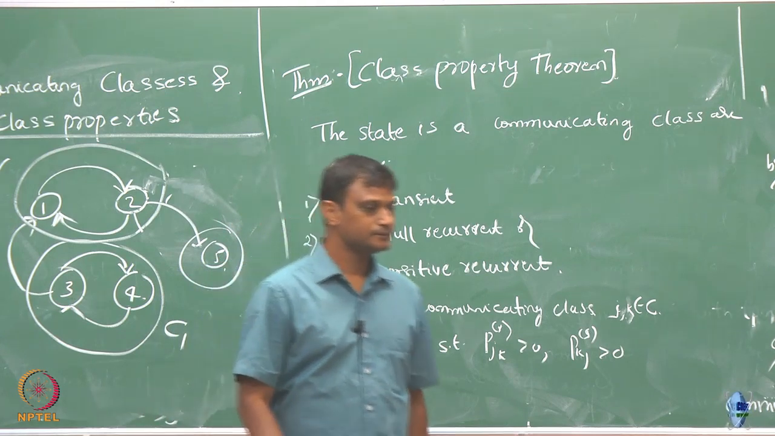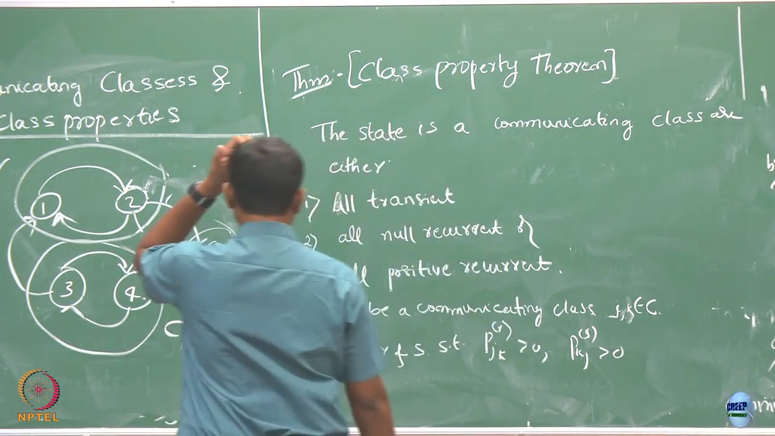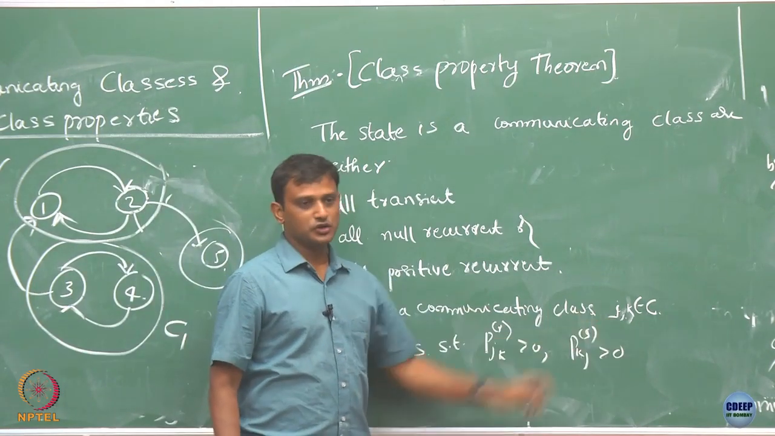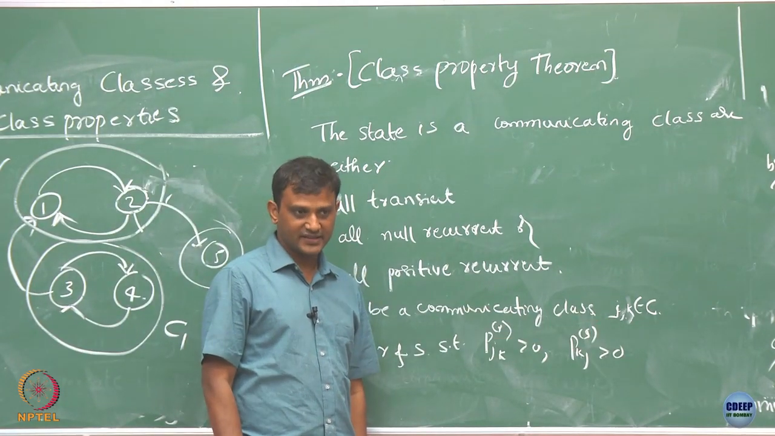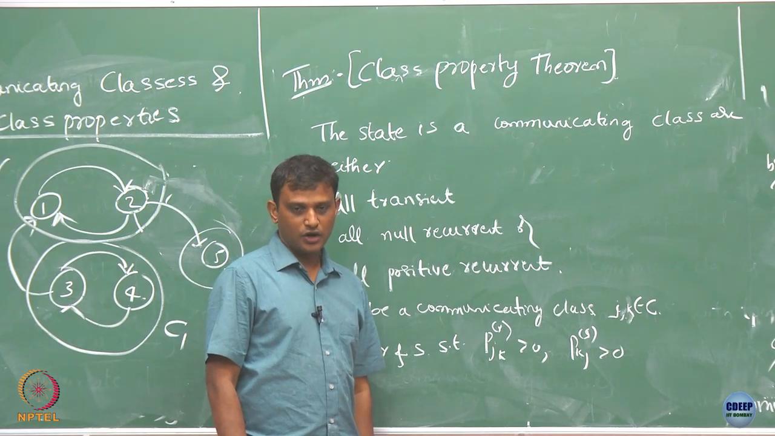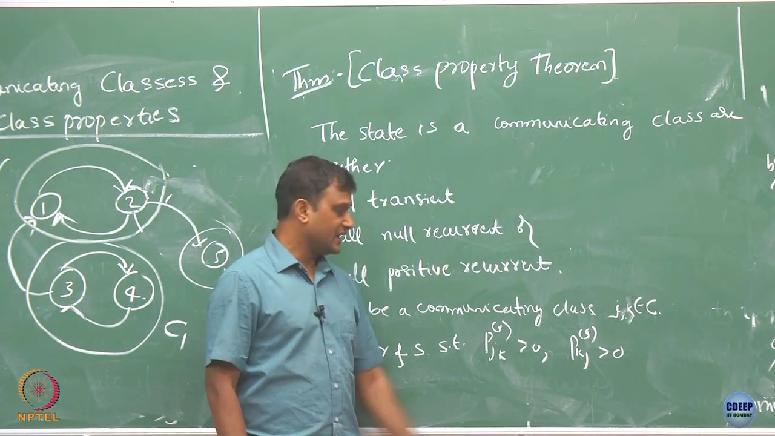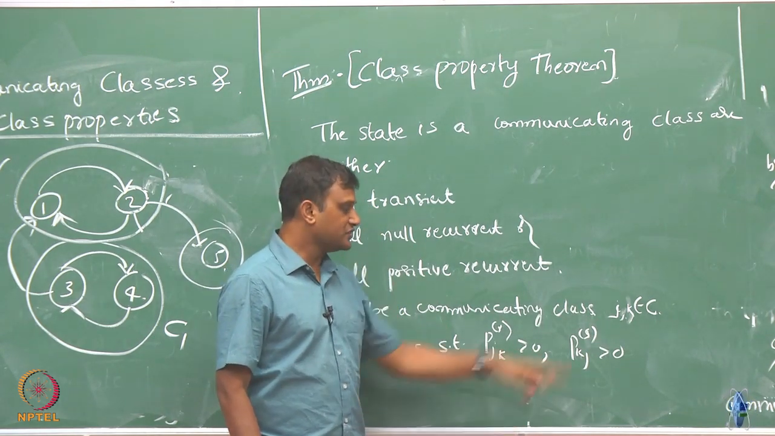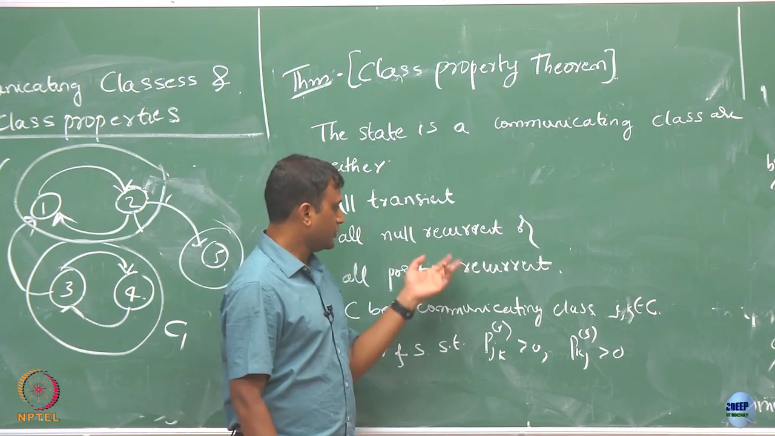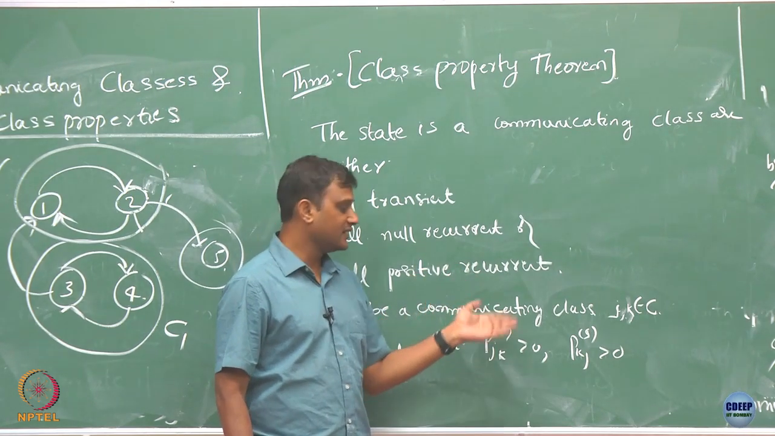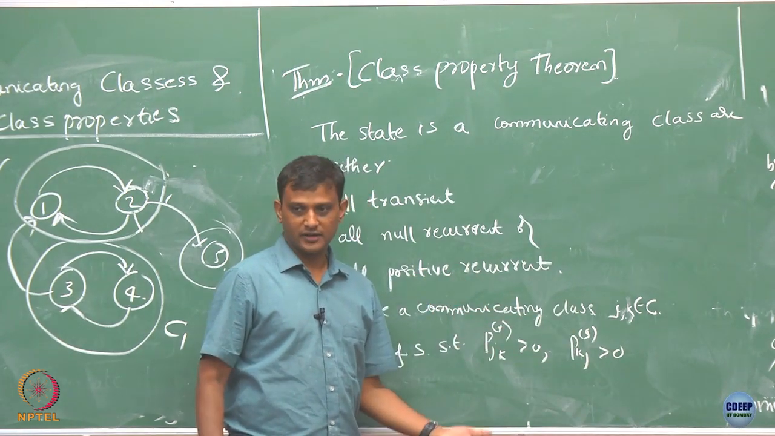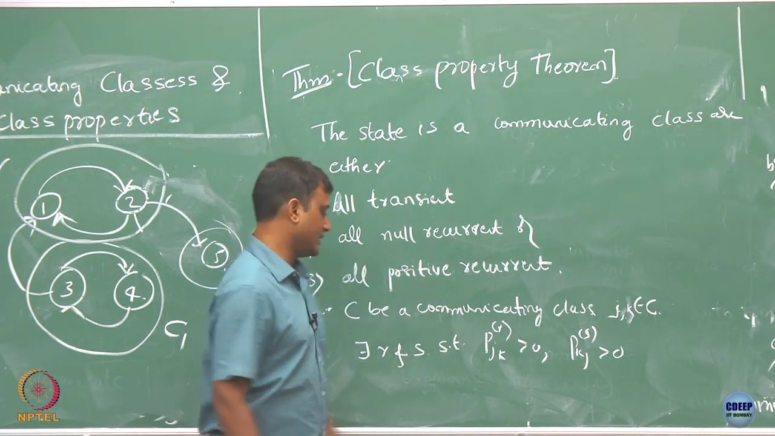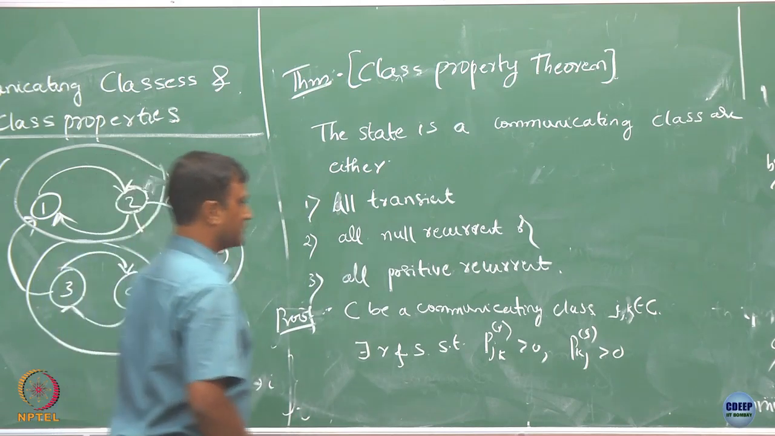Now suppose I want to claim that if I assume j is transient, then k is also transient. And if I assume j to be positive recurrent, then k is also positive recurrent. And if j is null recurrent, then k is also null recurrent. So let's see why that is the case.